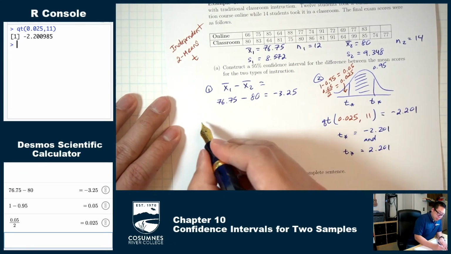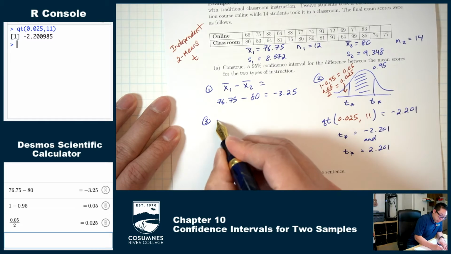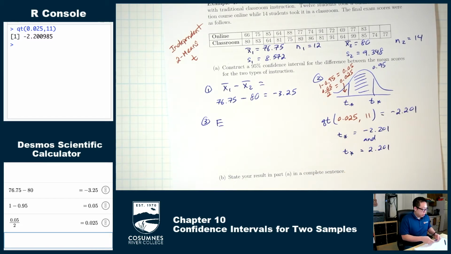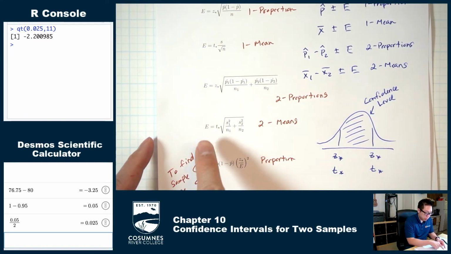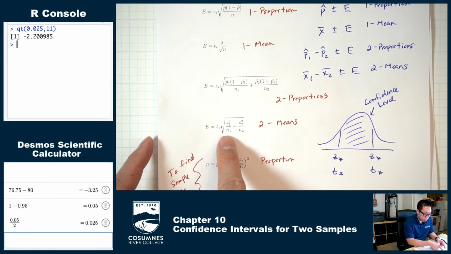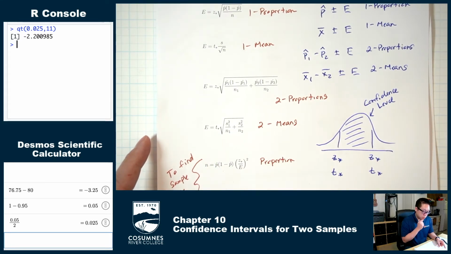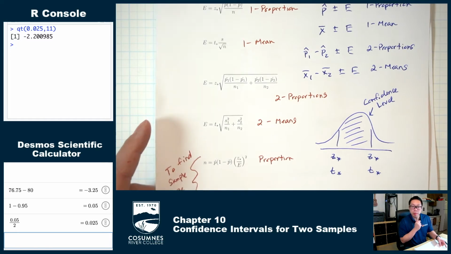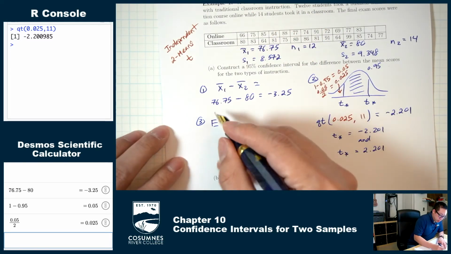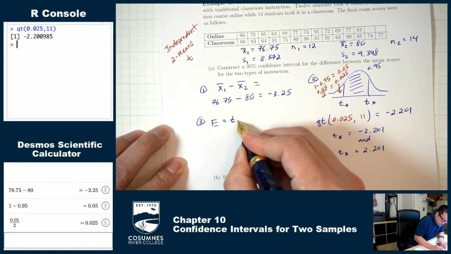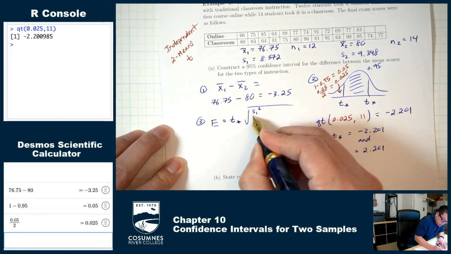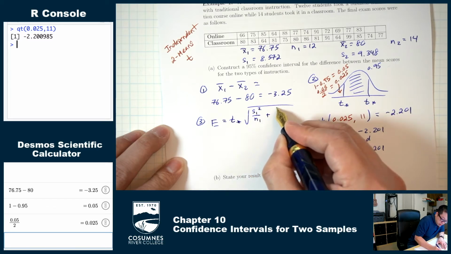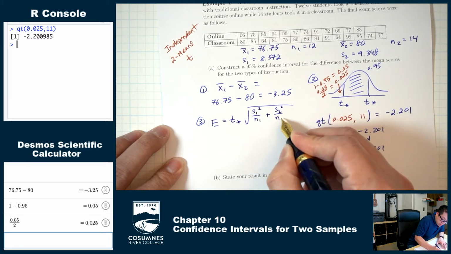Step 3 is to find our margin of error. If we go back to our formulas, we're talking about the 2 mean situation. So the formula for margin of error for 2 means is this one. T star, big square root, S1 squared over N1 plus S2 squared over N2. Okay, so let me copy that down.